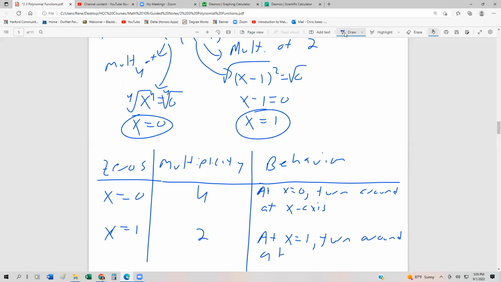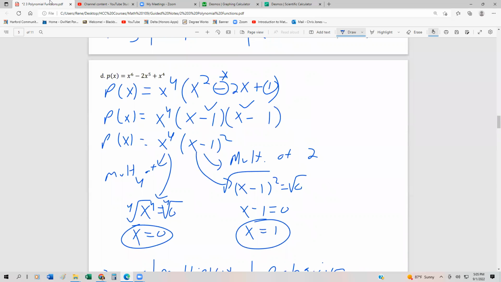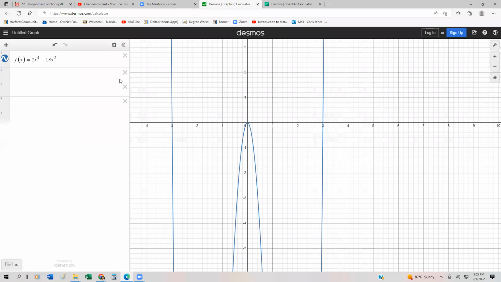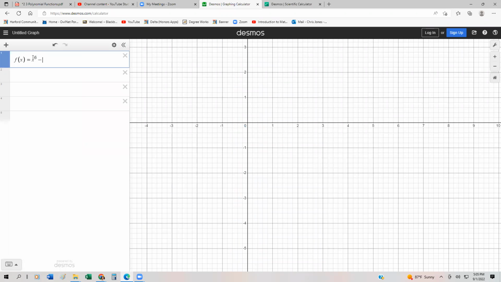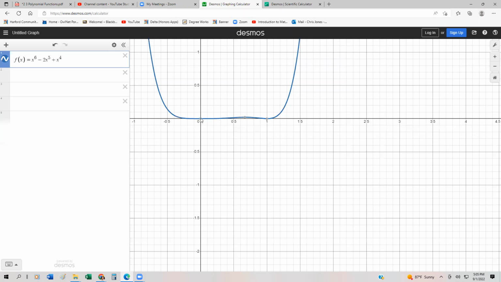at the x-axis. Okay, so let's one last time graph this function, just to make sure that it follows that behavior. Okay, so we have x to the 6th minus 2x to the 5th plus x to the 4th. All right. And I want you to notice that right here at 0, we have a turnaround. This point is really just going to be like a local maximum. And then at 1, it turns around again. Notice it never crosses the axis.